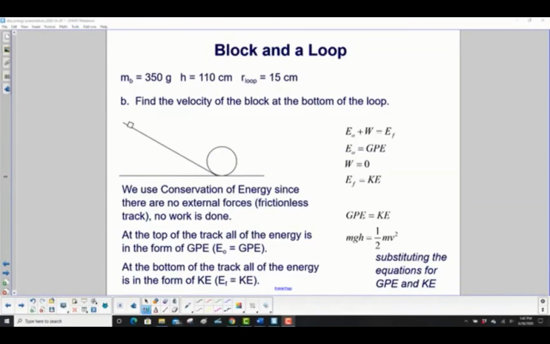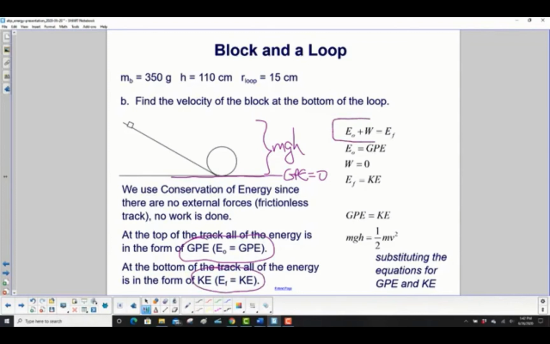Find the velocity of the block at the bottom of the loop. We're going to use conservation of energy for these problems. There are no external forces acting on the block. An external force would be friction. We don't have any friction here, so we can use conservation of energy. At the top of the track, all of the energy is in the form of GPE. So E0 will be GPE. At the bottom of the track, which we've arbitrarily set, GPE is equal to 0. And the GPE above will be, of course, mgh, where h is the height above that point. So all the energy at the bottom is kinetic energy.